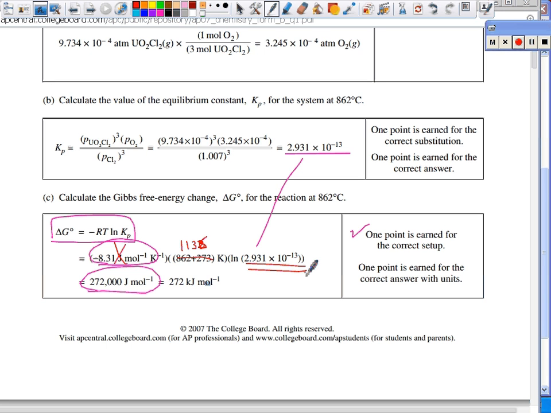Based on C, spontaneous or non-spontaneous? Why non-spontaneous? It's positive. What would the sign of E be? Why? It's because it's the opposite of G. You see where I'm going with that? Okay, that's kind of what I want you to get in your head.